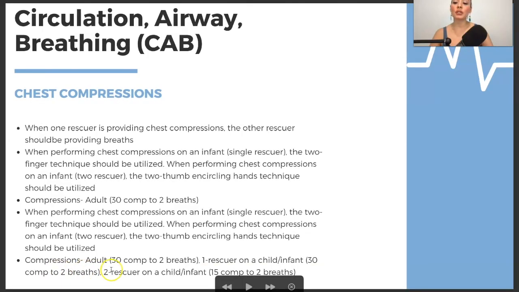All right, compressions: adults, 30 compressions to 2 breaths. 1 rescuer on a child or infant is 30 compressions to 2 breaths. And remember I said earlier, I think this was like the first page, that if you have 2 or multiple rescuers on a child or an infant, it's 15 compressions to 2 breaths. So you do 15 compressions, breath, breath, 15 compressions, breath, breath.